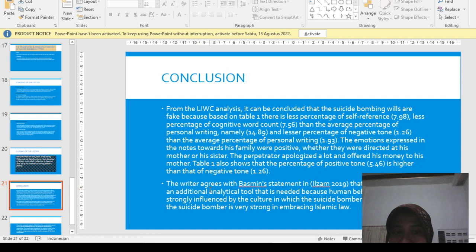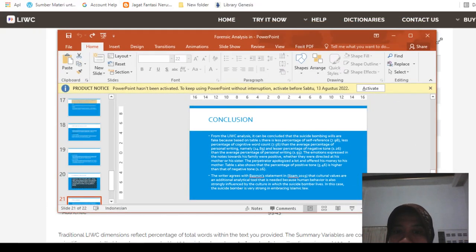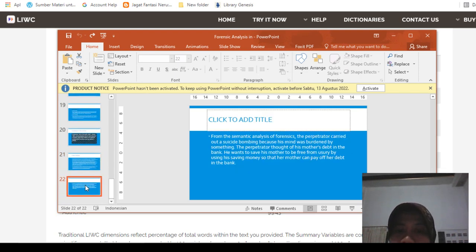The writer of this study agrees with Basmin's statement in 2019 that cultural values are an additional analytical tool that is needed because human behavior is also strongly influenced by the culture in which the suicide bomber lives. In this case, the suicide bomber is very strong in embracing Islamic law. And last, from the forensic semantic analysis, the perpetrator carried out a suicide bombing because his mind was burdened by something. He thought of his mother's debt in the bank. He wants to save his mother, to free her from usury by using his saving money so that his mother can pay off her debt in the bank.